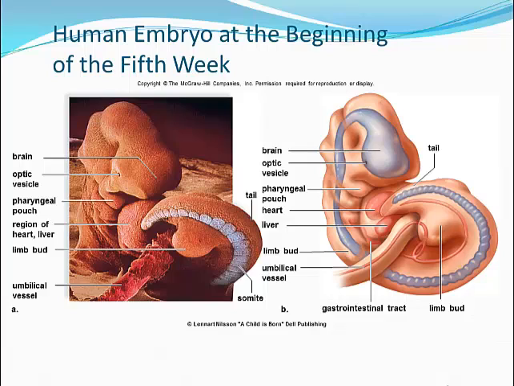The human embryo at the beginning of the fifth week resembles the embryo of other vertebrates such as the fish, the frog, and the chick. You can see the brain starting to develop in the head region here, and the optic vesicles, which will become the eyes. You can also make out the limb buds and that post-anal tail. And don't forget the umbilical vessel, which is going to develop into the placenta.